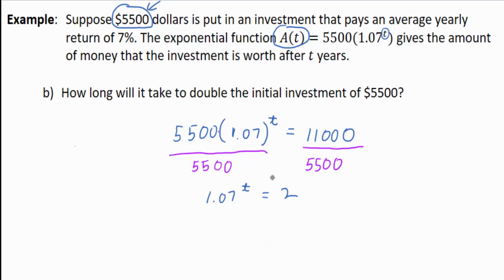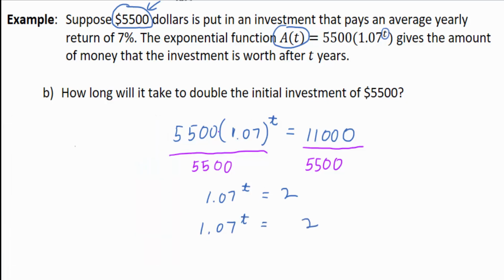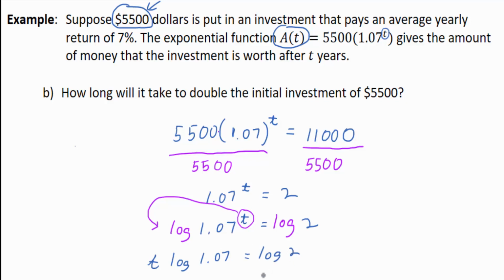And then to solve this little equation, you know that you can take the log of both sides. So let me do it this way. If I rewrite it, leave a little space here. Let's take just log base 10 on both sides. And then the power rule tells us to bring the t down in front as a factor in front of the log. So we get t log of 1.07 equals log of 2.